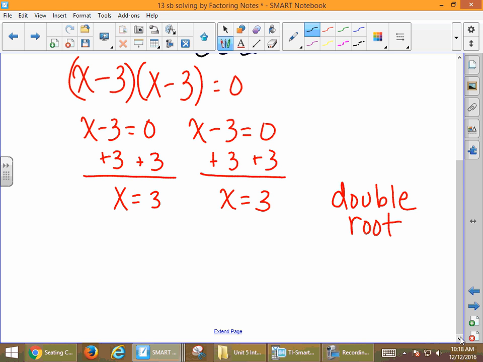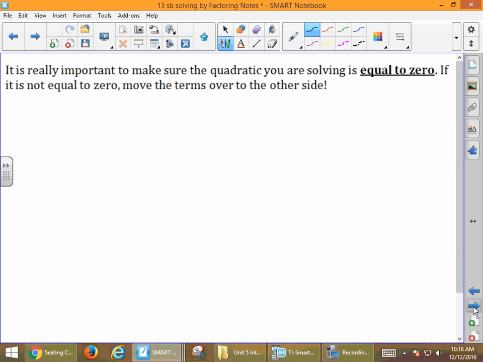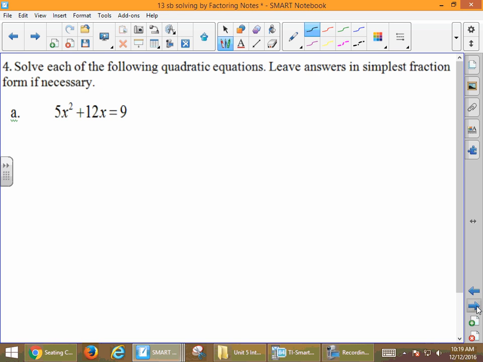But ultimately what we're working on here is solving by factoring. And something that's really important when we solve by factoring is the equation must be set equal to 0. If it's not set equal to 0, then we need to rewrite it so that it's set equal to 0. So when we look at 4a here, we need to rewrite this equation so that it's set equal to 0.